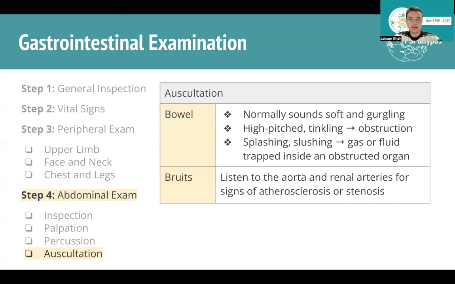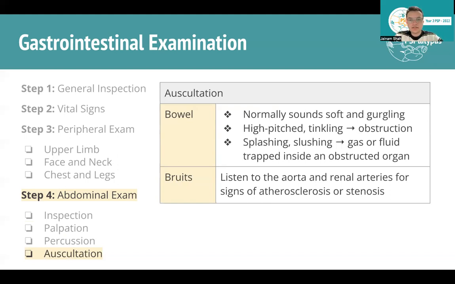If you do hear a high-pitched and tinkling sound, again, those terms are highly pathognomonic for a bowel obstruction, so either a small bowel obstruction or a large bowel obstruction. And then you can have splashing or slushing sounds, which go hand in hand with the obstruction. Generally, it's where you've got gas or fluid that's trapped proximally to the obstruction. You will hear those sounds.